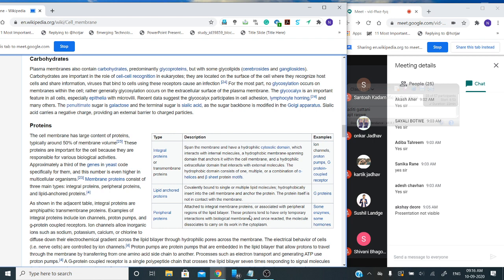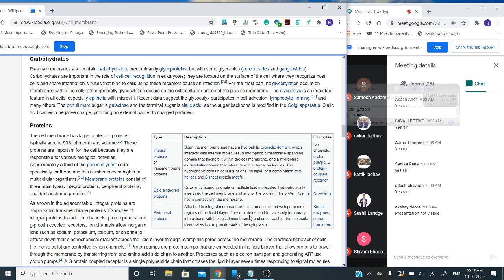Why are we trying to understand what these structures are and how they participate in various activities? Just now we have seen that the glycocalyx participates in cell adhesion, lymphocyte homing, etc., which means it has an important role there. The penultimate sugar is galactose, and the terminal sugar is sialic acid. Again, you might have studied all this in biochemistry.